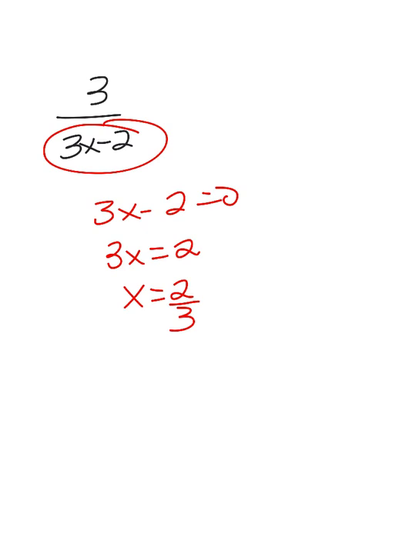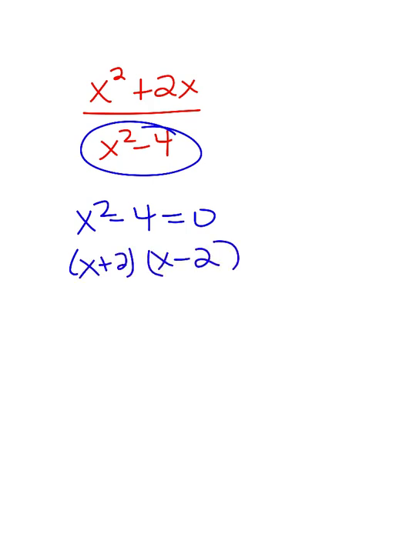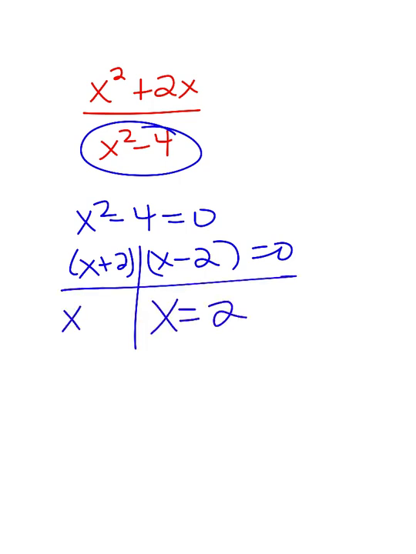Okay, so let's take a look at the next one, letter B. My fraction is x squared plus 2x over x squared minus 4. Again, it's undefined when the denominator is 0. It doesn't matter what's in the numerator, it's what's in the denominator. So when x squared minus 4 is equal to 0, I can factor this. This is x plus 2, x minus 2 equals 0. So it's undefined at x is equal to negative 2 and x is equal to positive 2.